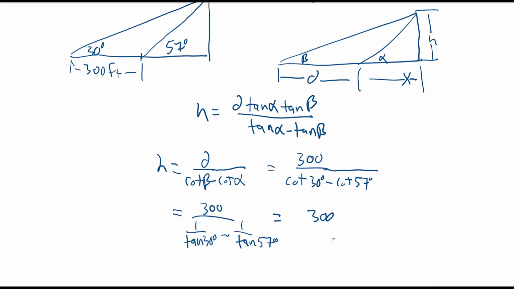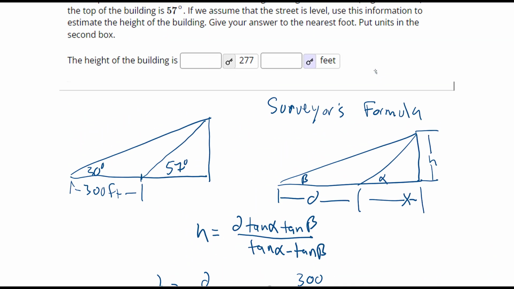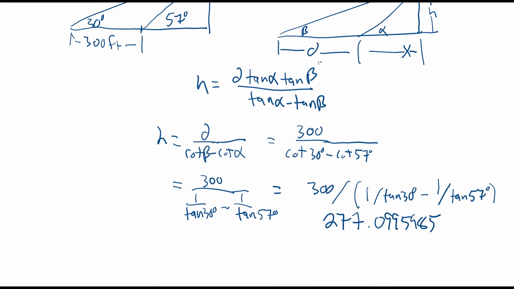Or if you want to see how it looks in the calculator, of course mine does try to make it look like how I type this in, but 300 then divided by parenthesis 1 divided by tangent 30 degrees, make sure it's in degree mode, minus 1 divided by tangent 57 degrees. And that should give us the answer. And yes, I get 277.0995985. So if it wants us to round to the nearest whole unit, to the nearest foot, that's where we get our 277 in terms of feet.